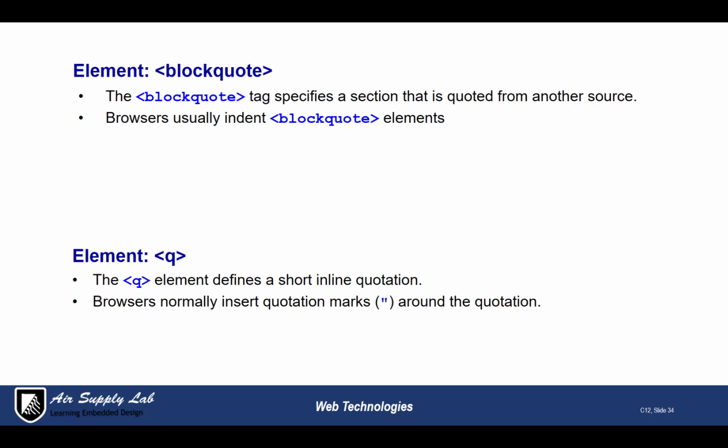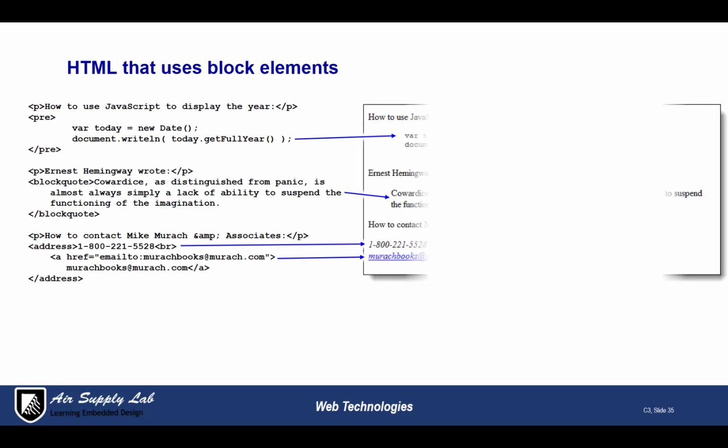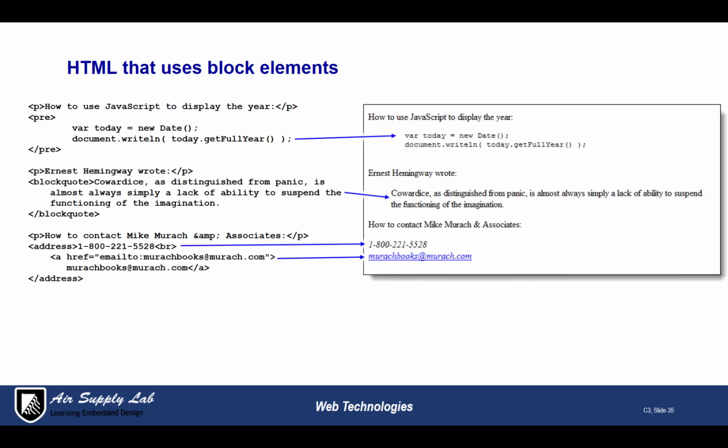The blockquote tag specifies a section that is quoted from another source. Browsers usually indent blockquote elements. The Q element defines a short inline quotation. Browsers normally insert quotation marks around the quotation. Here you can see the code using pre, blockquote, and address elements and their results in a browser screen.